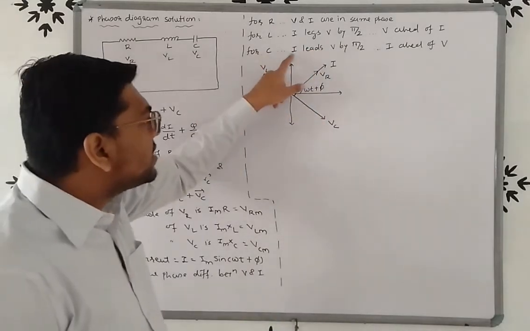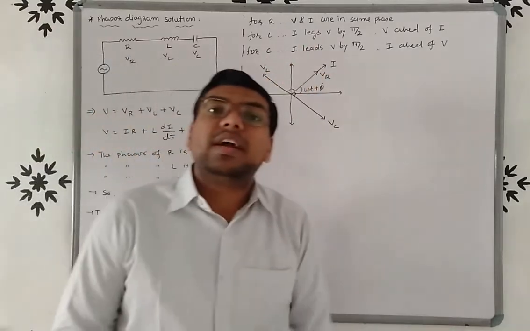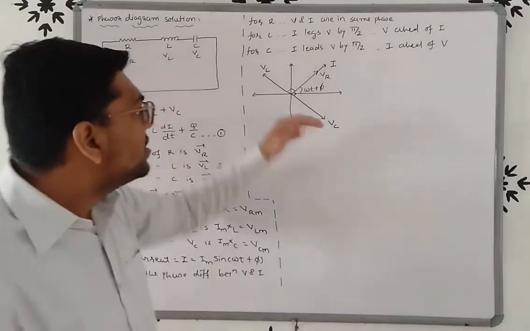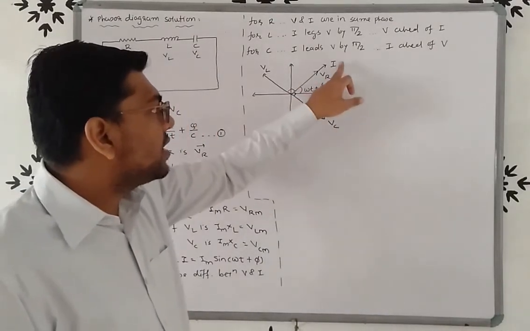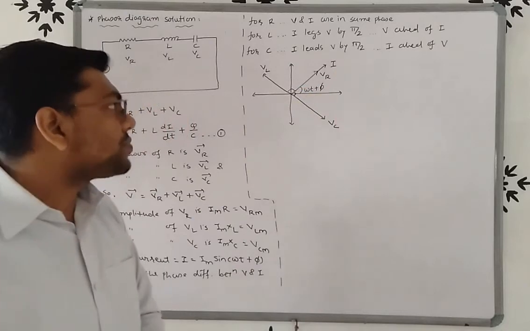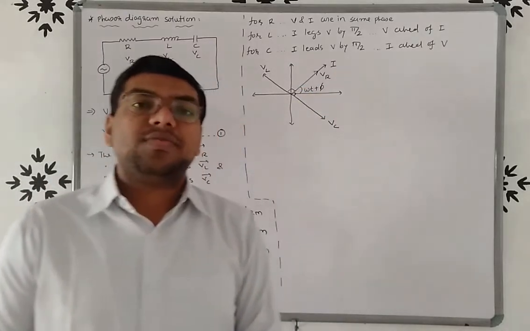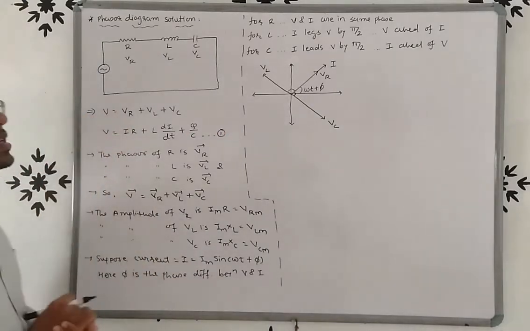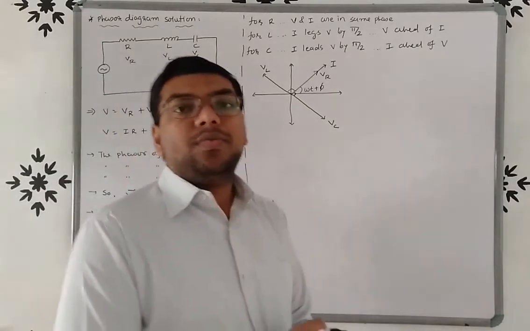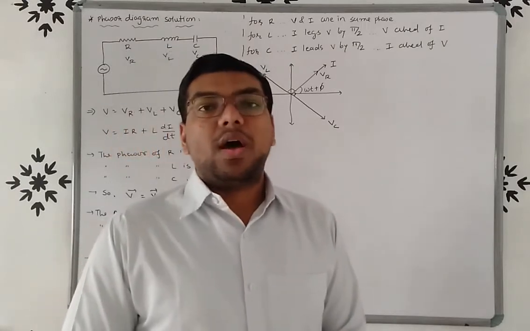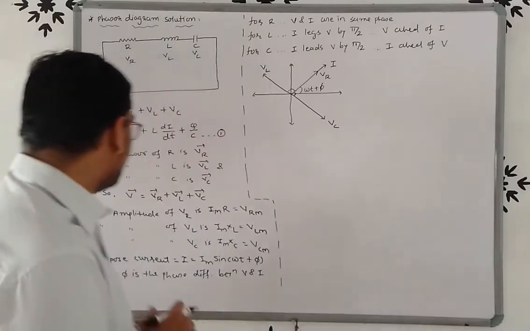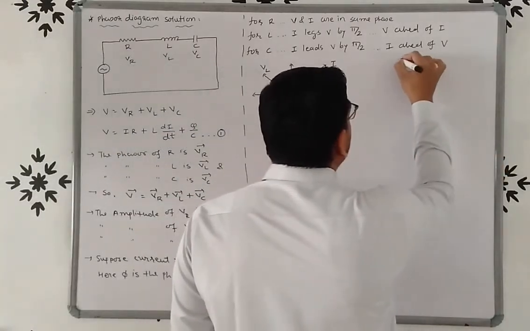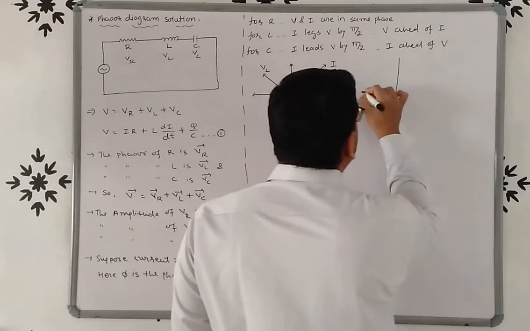And for capacitor, current leads voltage. So current is ahead of voltage. So VC is the voltage for capacitor. So you can see in this figure, current is ahead of voltage, right? So this is the phasor of this RLC circuit. Now we draw a phasor for this amplitude. Now see, for this amplitude, the phasor is like this.